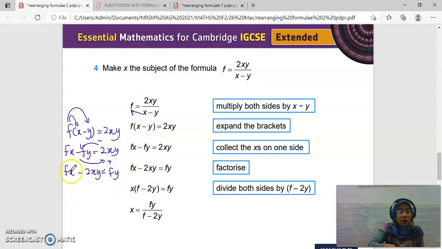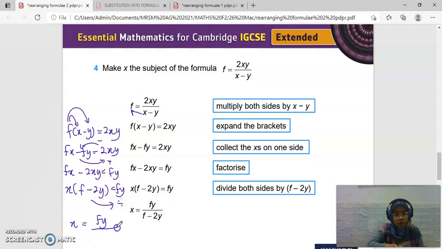Once we have more than one unknown x, we must do the factorization. We do the factorization, and then we make x the subject. We bring f minus 2y to the other side as division. So it will be x equals fy over f minus 2y.